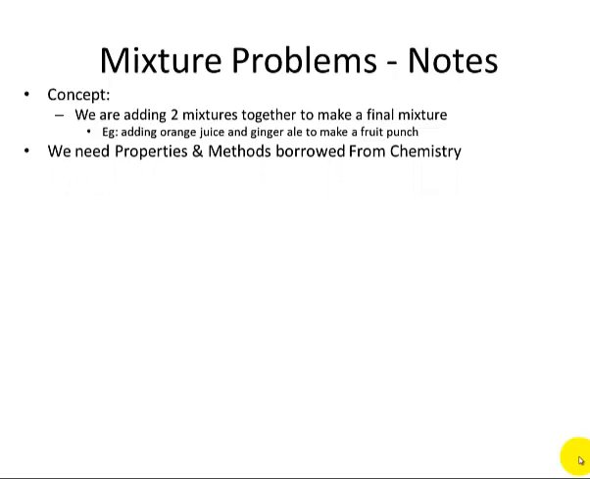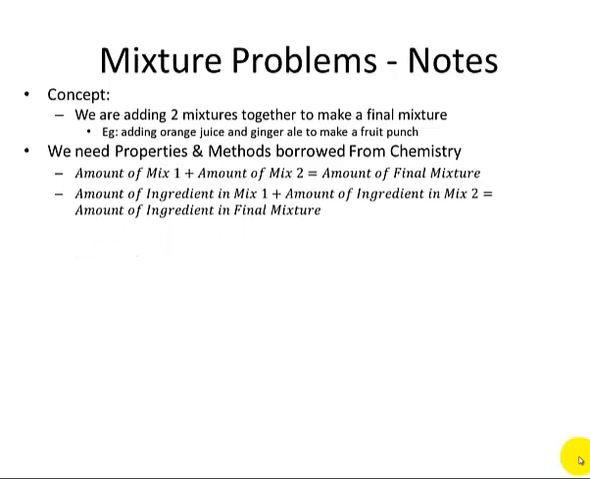What we're going to be doing is borrowing properties and methods from chemistry to help us summarize the information, but then also to develop a linear equation to solve for our desired unknown. The first property from chemistry is that if we have different amounts of different mixtures, when we add them together, we get the amount of our final mixture. So for example, if I have 5 liters of orange juice and 1 liter of ginger ale, I'm going to get 6 liters of my punch with those two together.